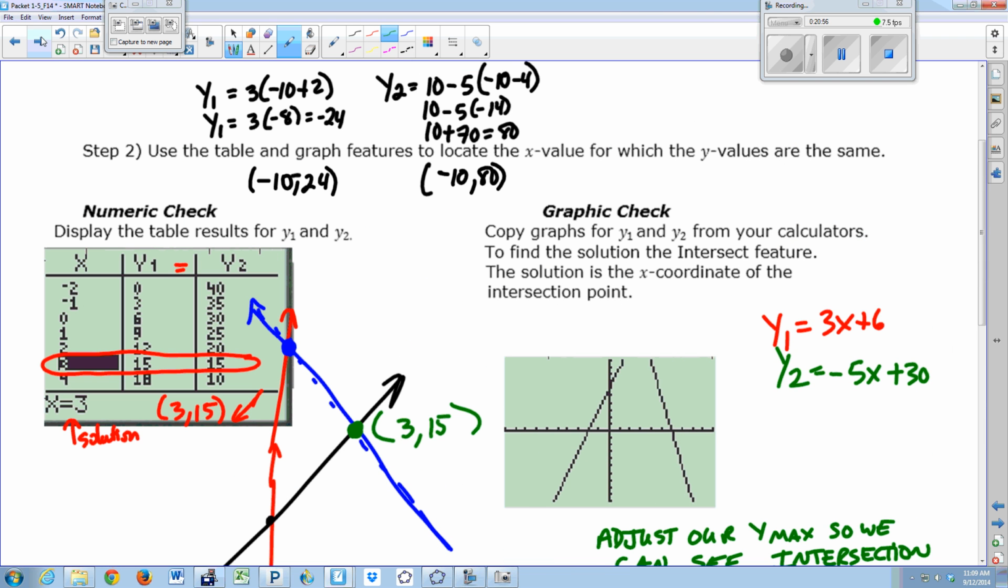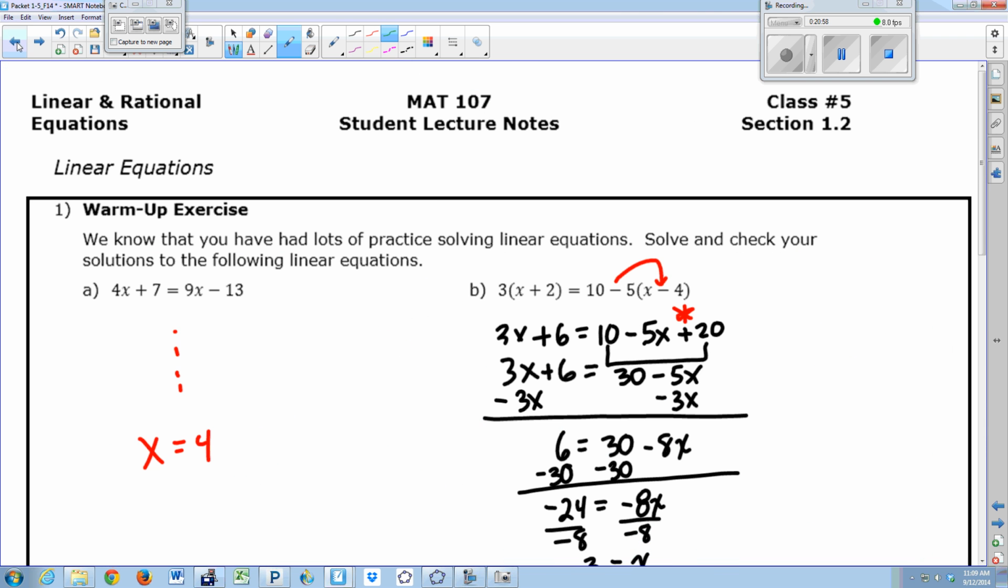All right, so if we look at today's topic, it's called linear and rational equations. So what we did in number 1, we solved linear equations. What does a rational equation look like? What do you think a rational equation is going to look like based on the name rational equation? Any guesses?